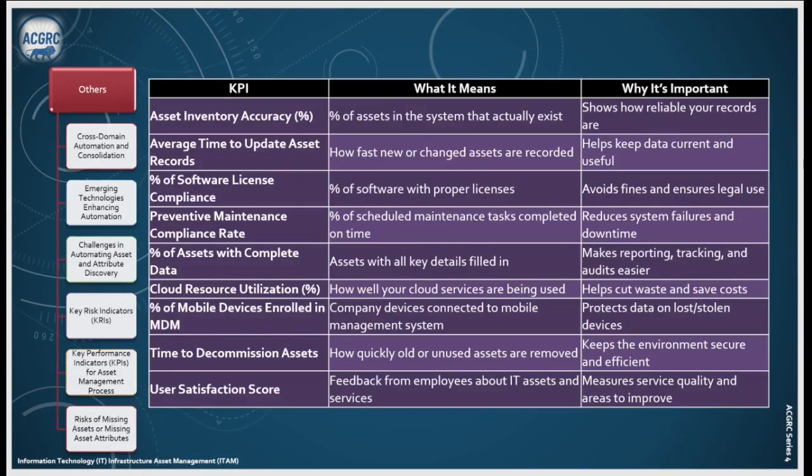Now let's look at KPI. Example of KPI is asset inventory accuracy. What it means is the percent of assets in the system that actually exist, which shows how reliable your records are. So this requires comparison. You need to have a few alternative tools to discover and figure out what the gap is here. How is it performing? Ideally, it should be 100%.